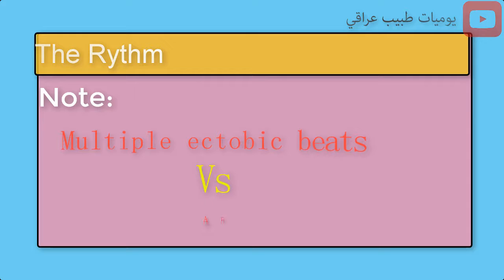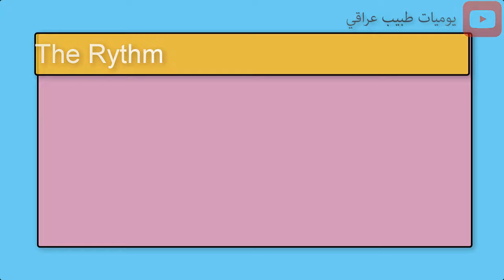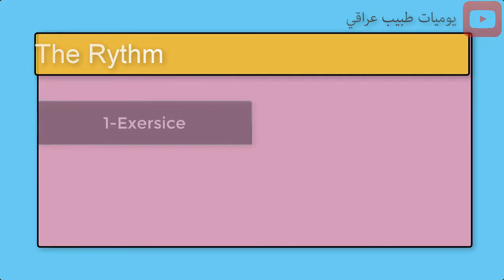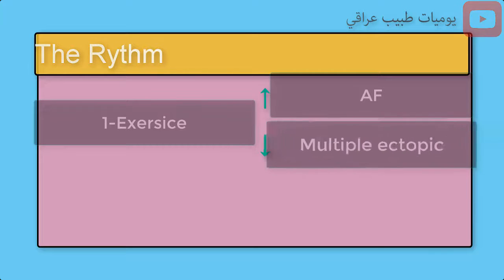Note: multiple ectopic beats are similar to atrial fibrillation, so in order to differentiate between these two cases, we have to do exercise for the patient, such as hand movement at his bed. If the irregularity increases, it is atrial fibrillation, while if the irregularity decreases, this means ectopic beat.